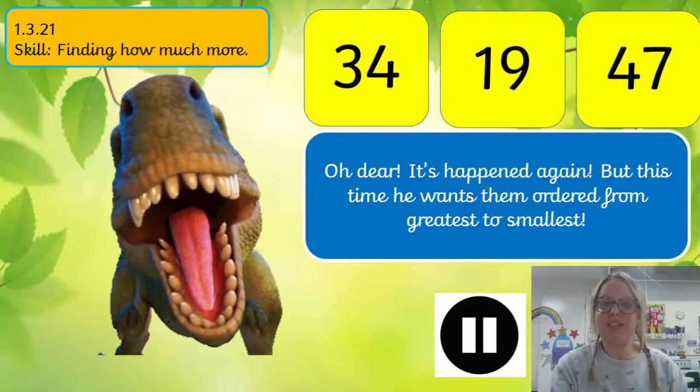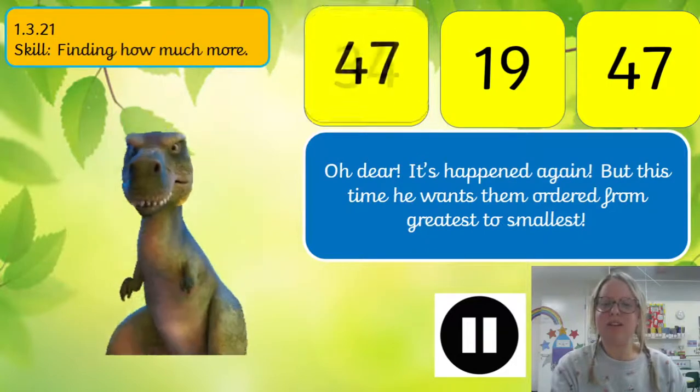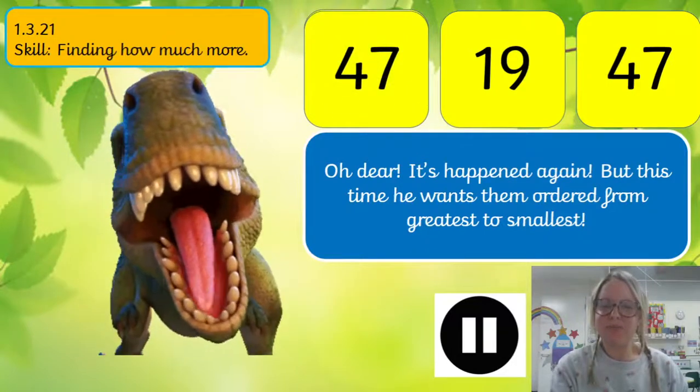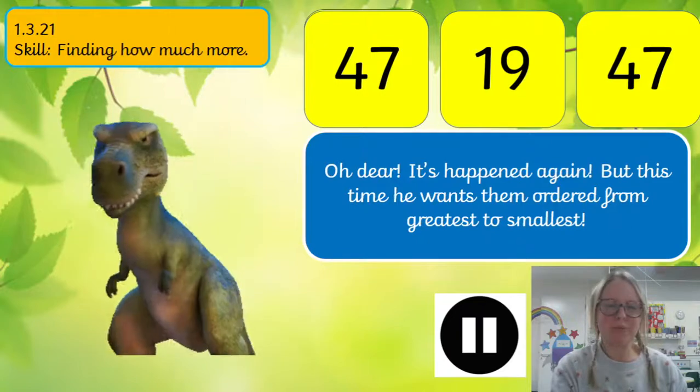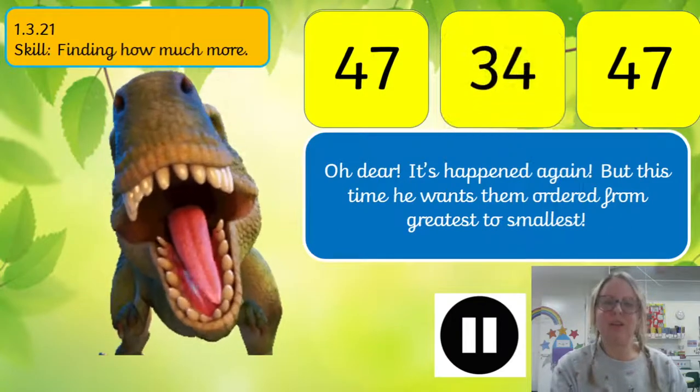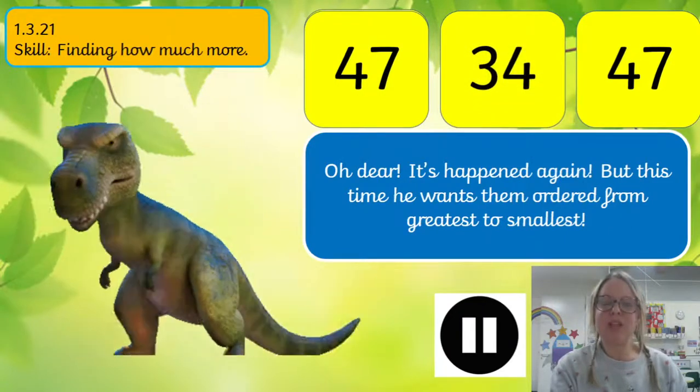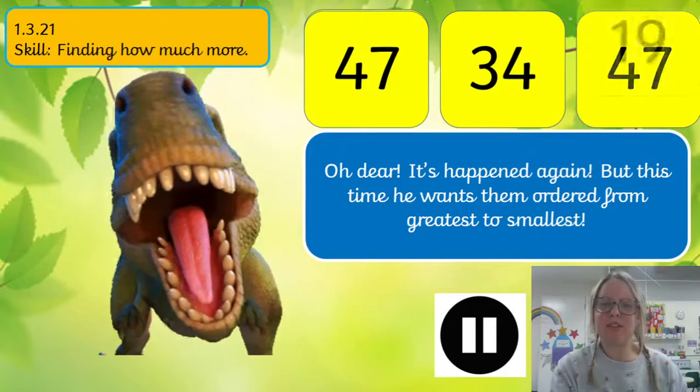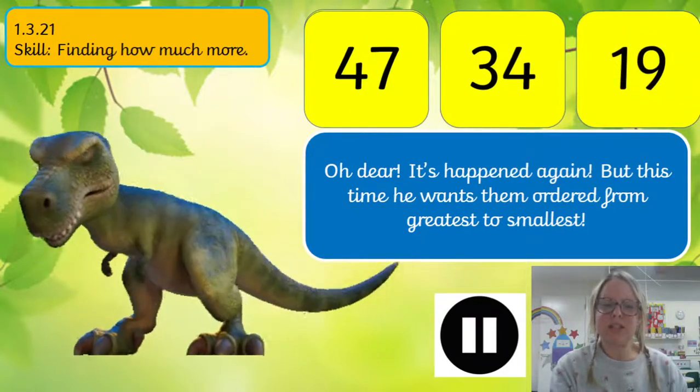So the greatest number is 47. What's the middle number? 34. And the smallest number is number 19. Good.